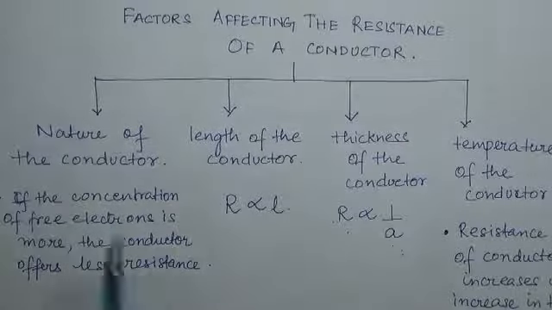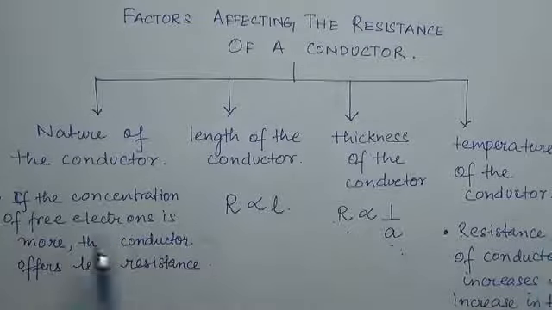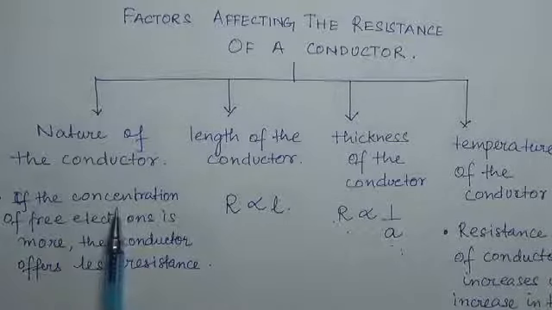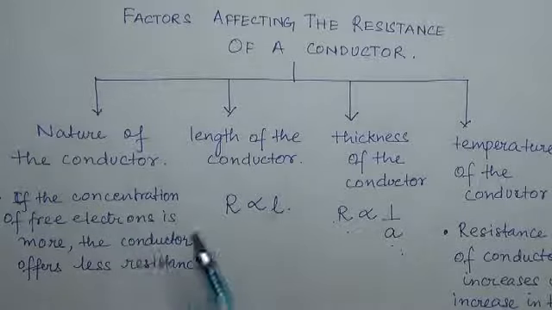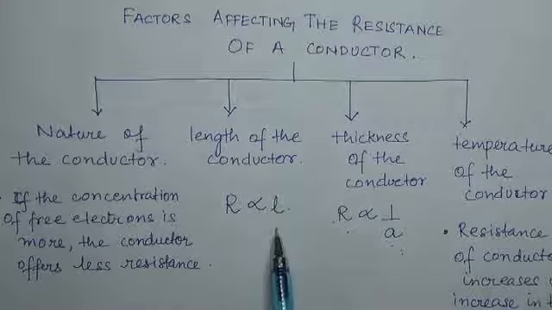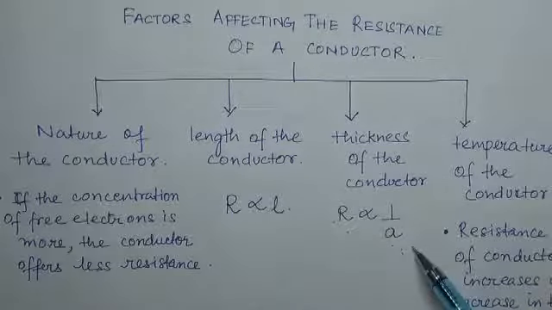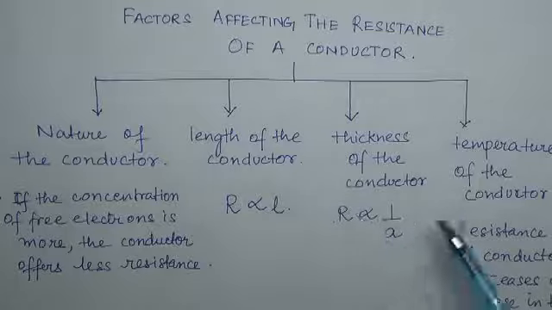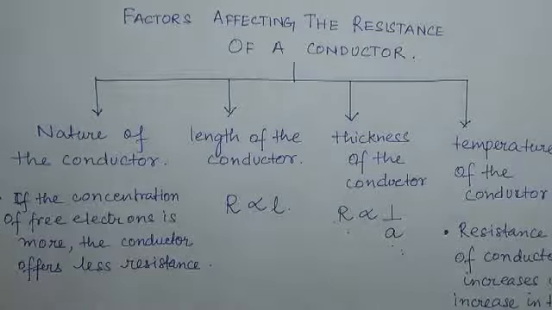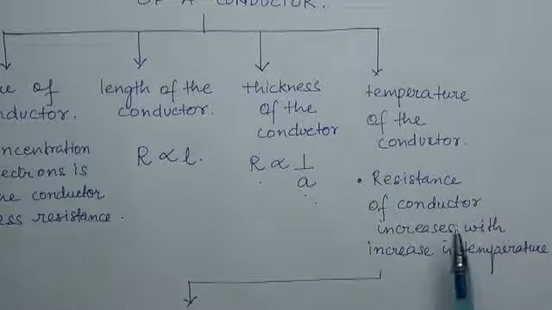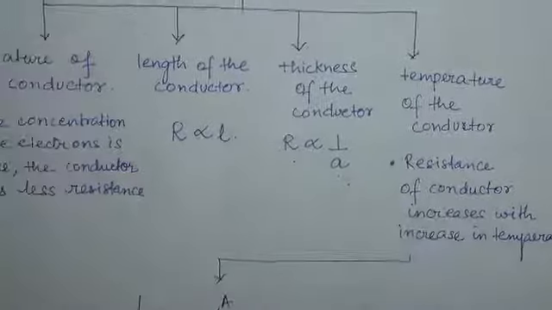So these were all the 4 factors on which the resistance of a conductor depends: nature, length, thickness and temperature. From nature we concluded that greater the concentration of free electrons, lesser will be the resistance. For length, resistance is directly proportional to length, greater the length, greater the resistance, and it is inversely proportional to A, the area. That means greater the area, lesser the resistance. And finally it depends on temperature. It is directly proportional to temperature. Greater the temperature, greater will be the value of resistance for a particular conductor.